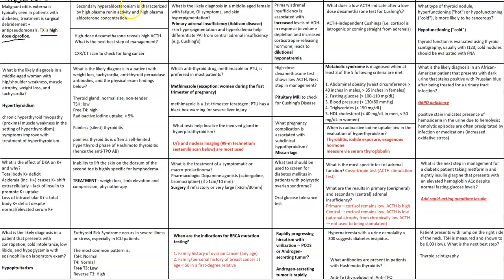Secondary hyperaldosteronism is characterized by high renin and high plasma aldosterone concentration. High-dose dexamethasone reveals high ACTH, which is the next best step in management? That's chest x-ray / CT scan to check for lung cancer.